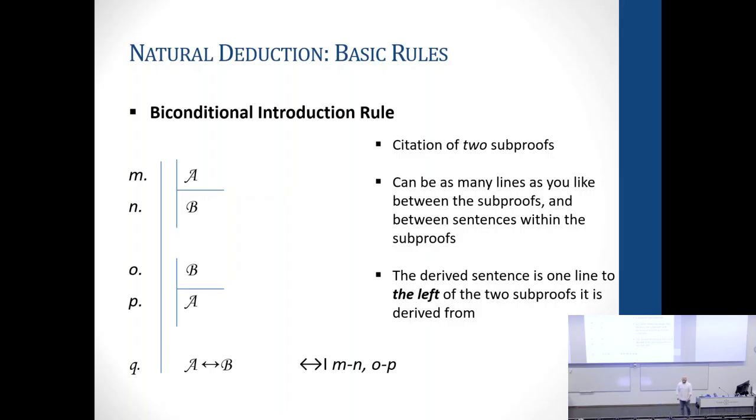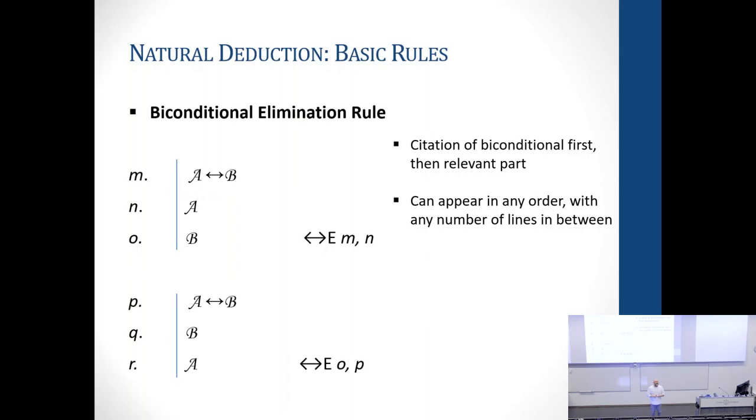So biconditional introduction is literally just conditional introduction twice. And biconditional elimination is going to be conditional elimination, one of the two directions. So if you have a biconditional and you have one of the sides, you can derive the other side. So if you have the left, you get the right. If you have the right, you get the left. Again, it makes sense. If you know how to do conditional elimination, you know how to do biconditional elimination. It's just that the arrow goes both directions.